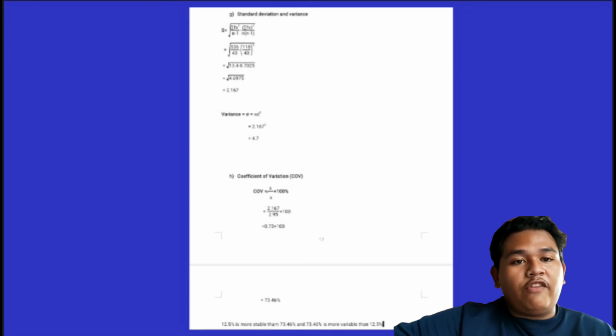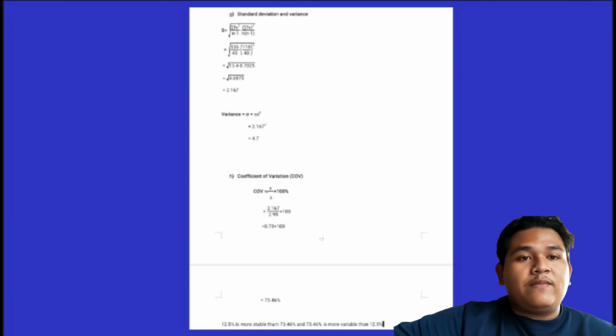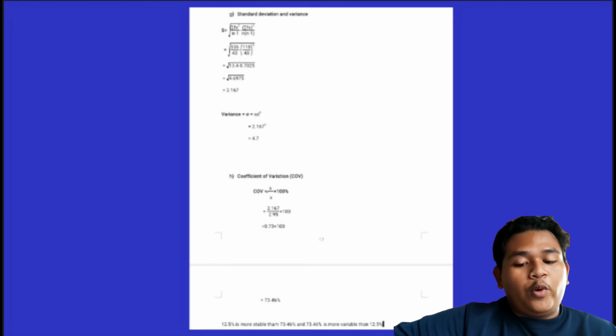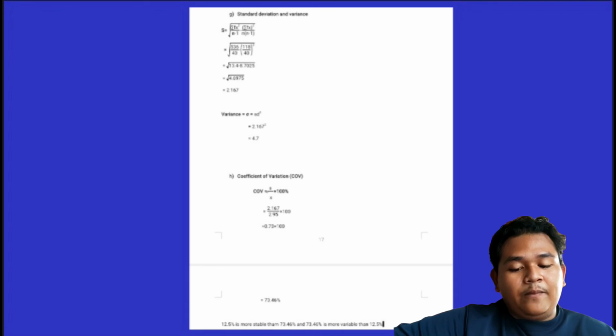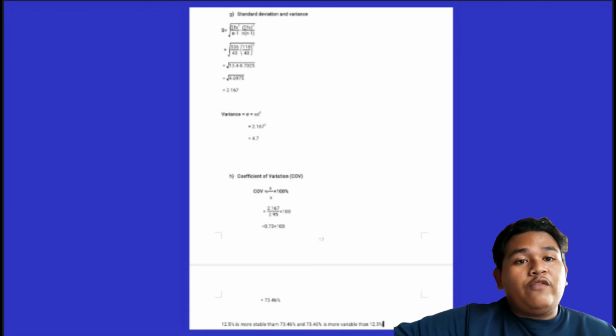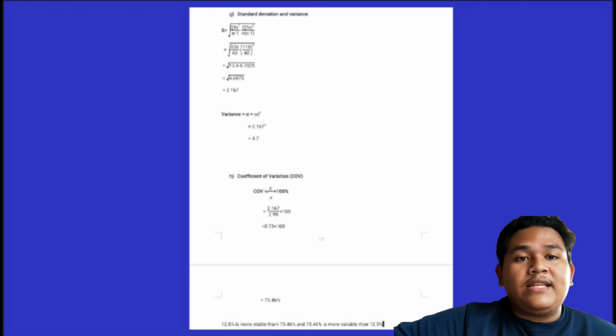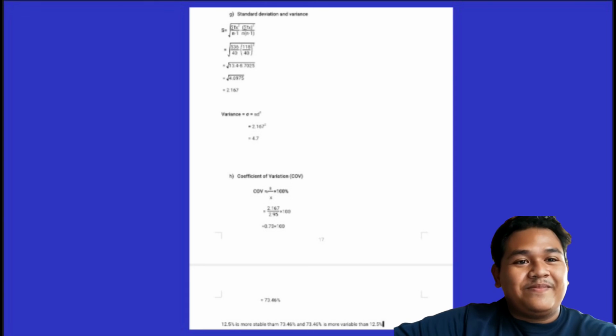For the coefficient of variation, COV, the formula is S over X times 100. So 2.167 divided by 2.95 times 100. The answer is 73.46%. So to conclude here, 12.5% is more stable than 73.46%, and 73.46% is more variable than 12.5%. That's all for me.